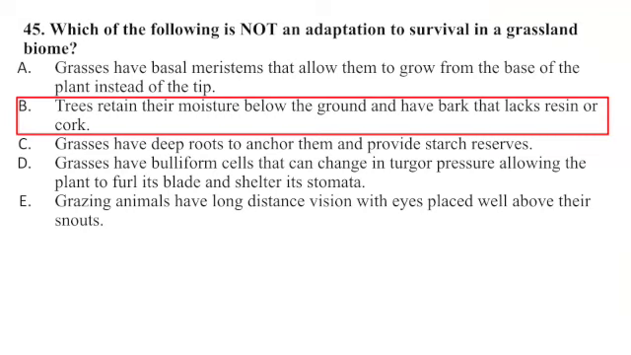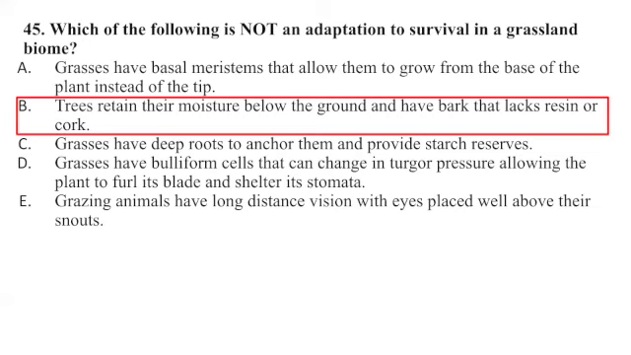But the precipitation is unpredictable, and it fluctuates. And so grasses have basal meristems that allow them to grow from the base of the plant instead of the tip. So that's true. And that's called intercalary meristems.